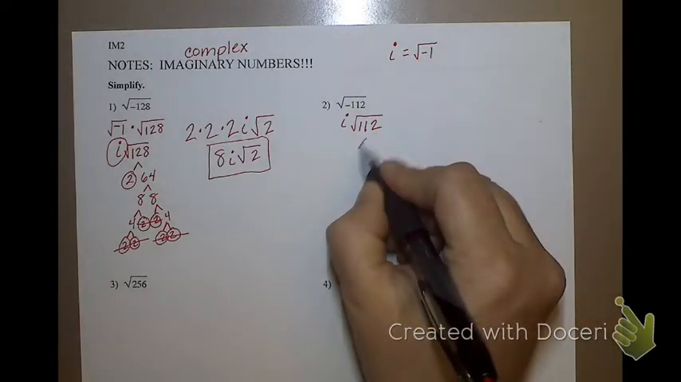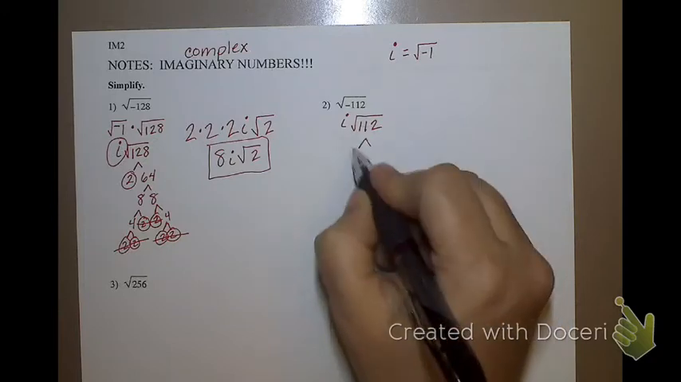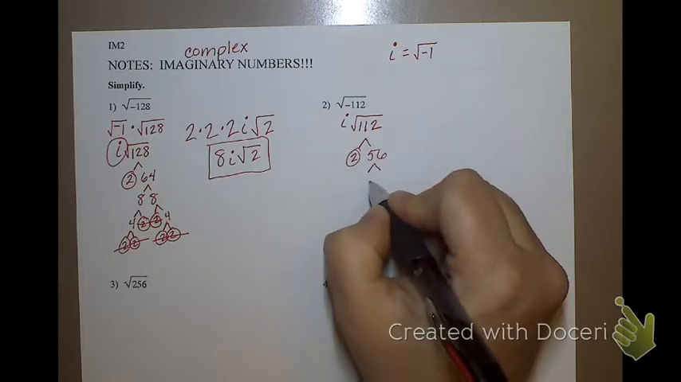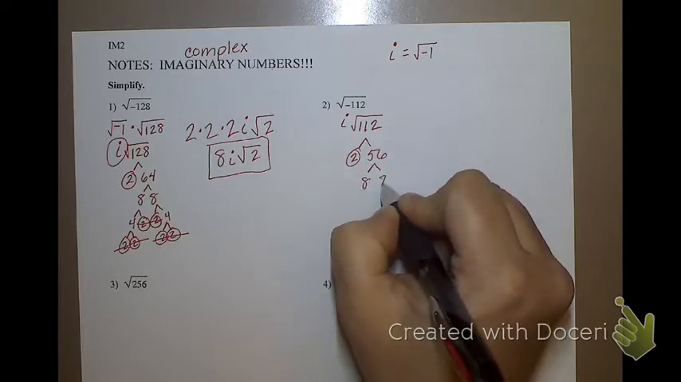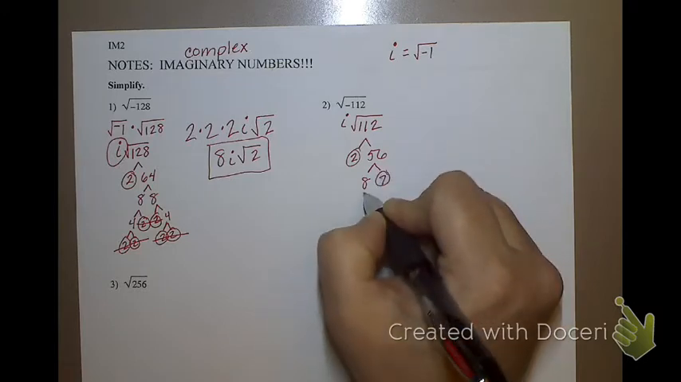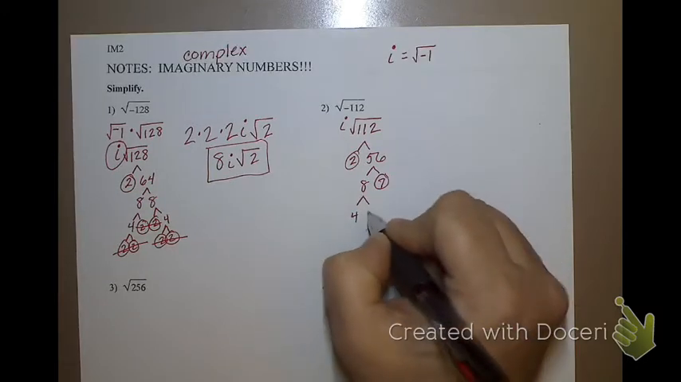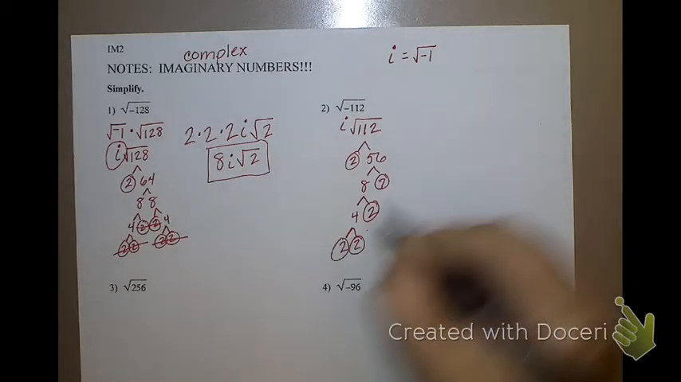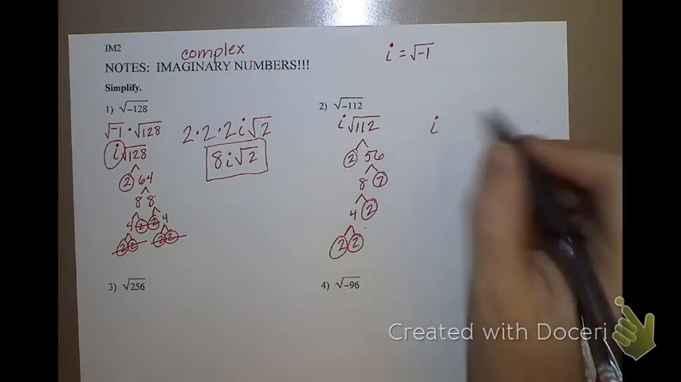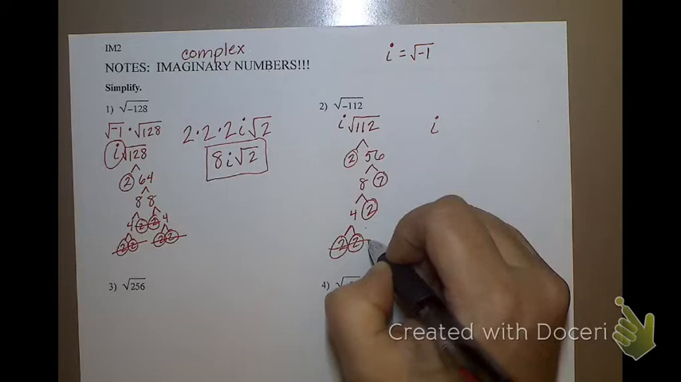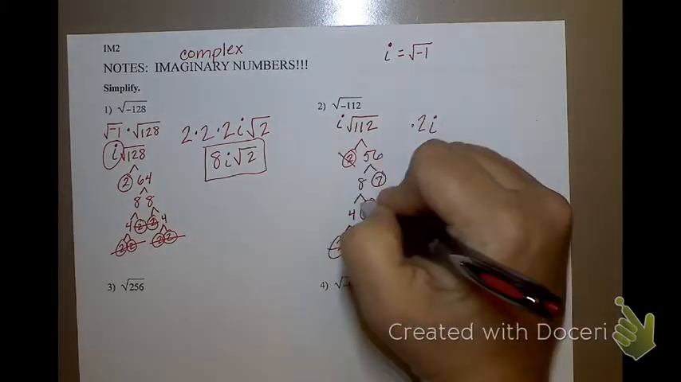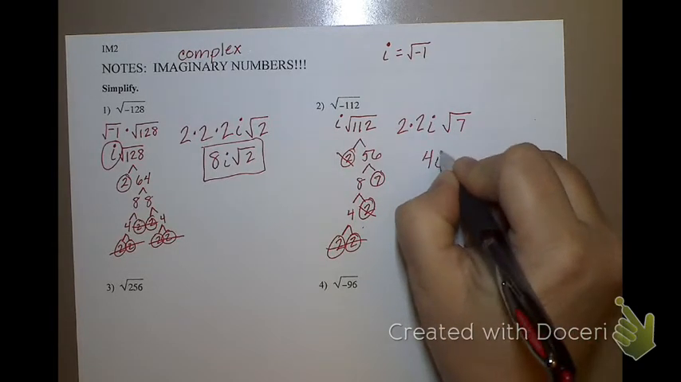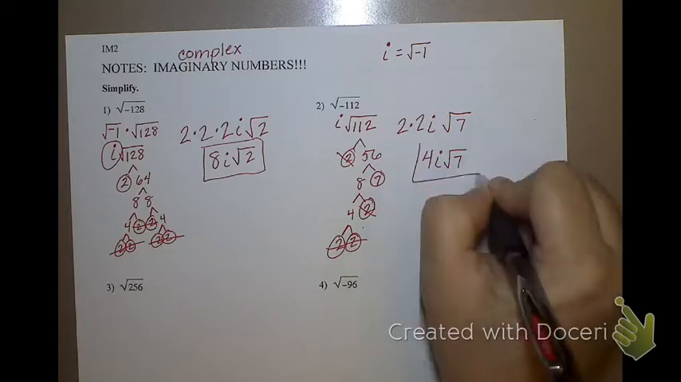So now I would draw my tree for 112. What does 112 divide by? 2. And what? 56. 56 is what? 8 and 7. 8 is 4 and 2, 2 and 2. So the i is always outside. What else comes outside with the i? A 2, and then another 2. And the 7 has to stay inside. So what have I got? 4i radical 7.